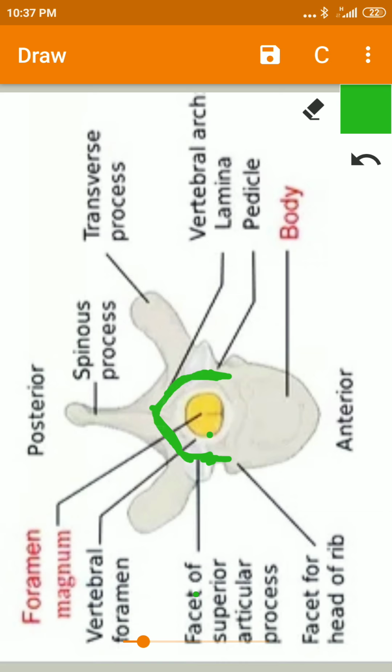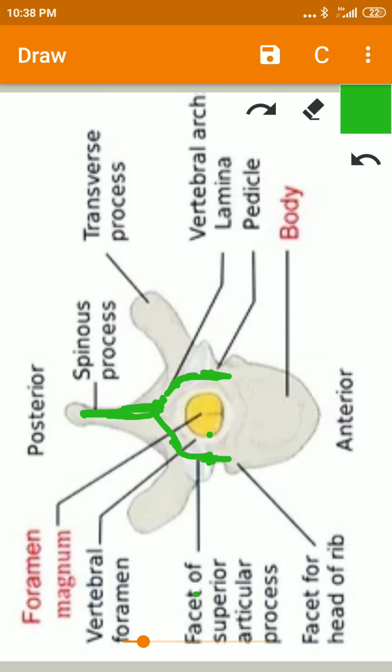Joining like this, they form the lamina. The joining of two pedicles forms the lamina, and then it extends posteriorly. After joining, it extends as a single process called the spinous process. Also, before joining with the lamina, it gives another process on the lateral side. This is called the transverse process.